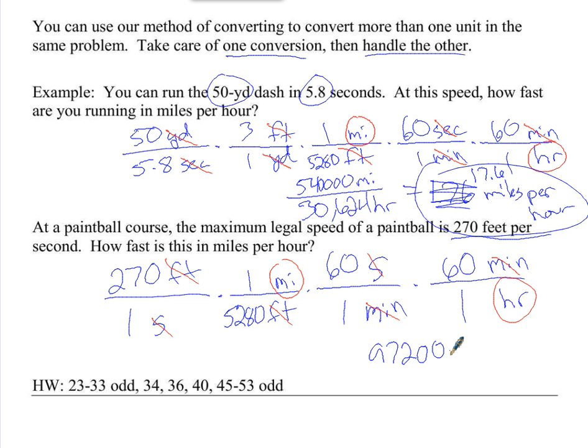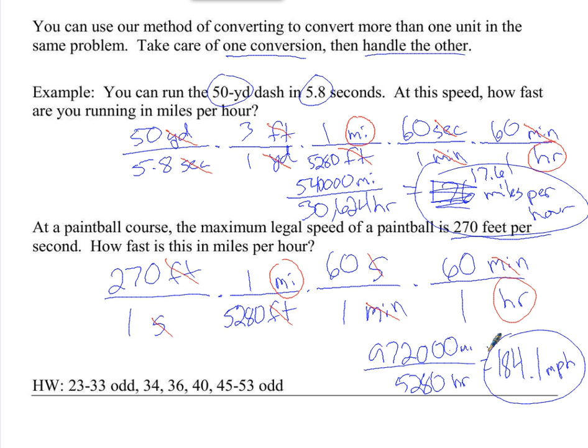97,200. Another 0? You sure about that? Let me double check it. So we have 270 times, 972,000. Okay, I believe you now. That's miles. Divided by 1 times 5280 times 1 times 1. 5280. That's hours. Okay, so then we divide that out. I'm pressing Control Enter. And what do we get?